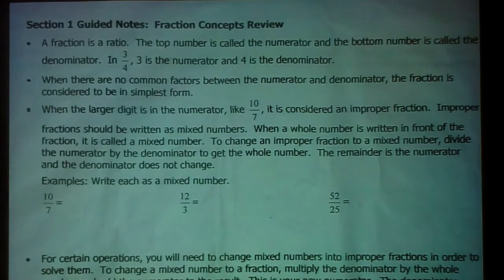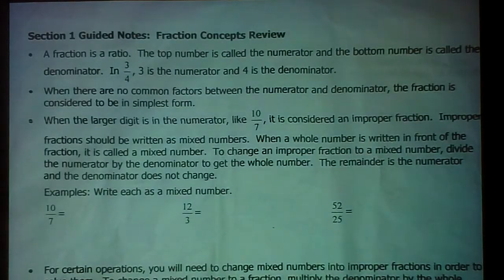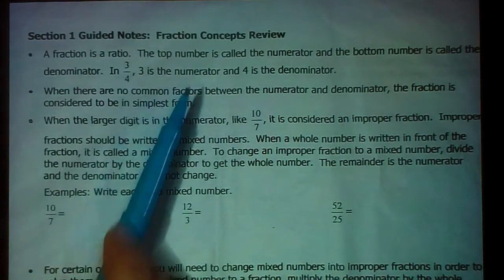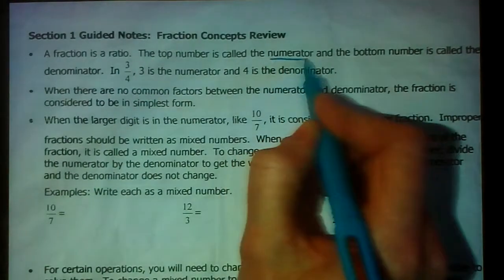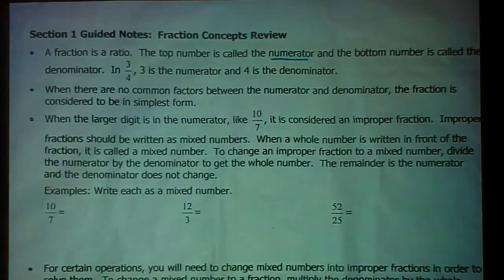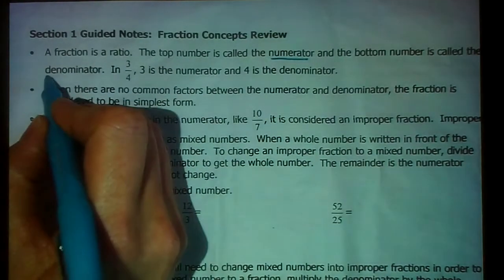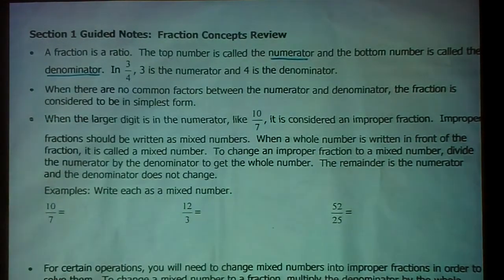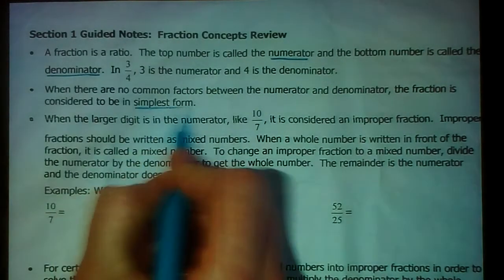I know you guys have been working with fractions since elementary school, so just some basics here. A fraction is a ratio. The top number is called the numerator, and the bottom number is called the denominator. An easy way to remember that: D for down, denominator. In 3/4, 3 is the numerator and 4 is the denominator. When there are no common factors between the numerator and denominator, the fraction is considered to be in simplest form.